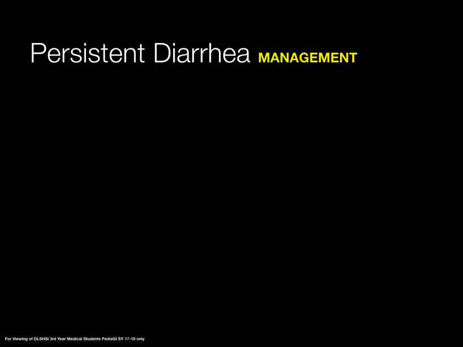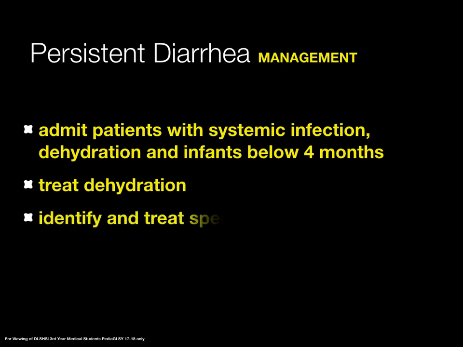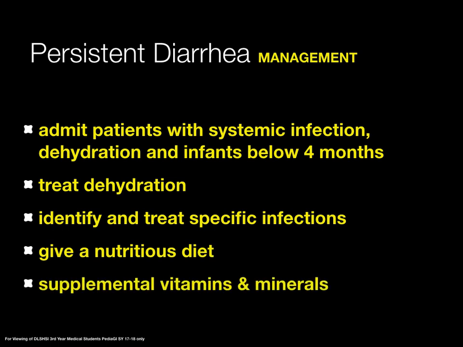For the management of persistent diarrhea, it is diarrhea that begins acutely and lasts at least 14 days. Admit patients with systemic infections, dehydration, and infants below 4 months. Treat dehydration, identify and treat specific infections, give a nutritious diet, and supplement vitamins and minerals. Minerals lost during persistent diarrhea are folate, zinc, vitamin A, copper, and magnesium. And then monitor response to treatment.